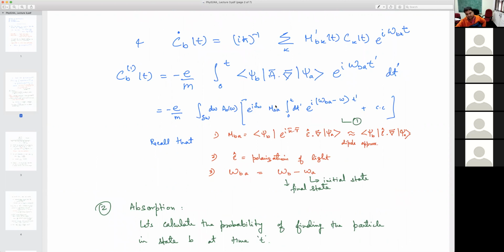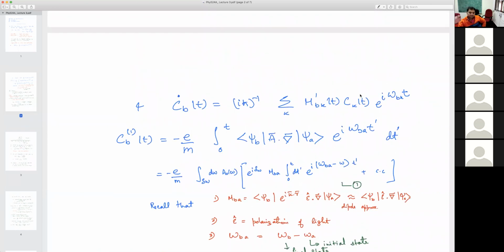Right. And then here it will become integral 0 to t dt prime e to the power minus i omega BA, but I'll get a plus omega. Yeah, plus. And MBA will also change, no, for the complex conjugate, or no? Yeah, probably. I don't remember, but you can look at the previous lecture notes. No, so MBA will not change actually.